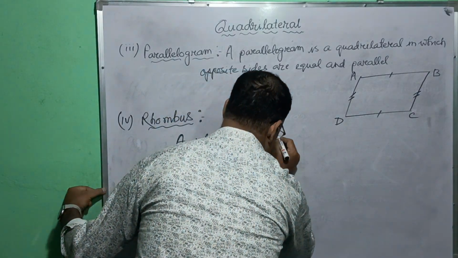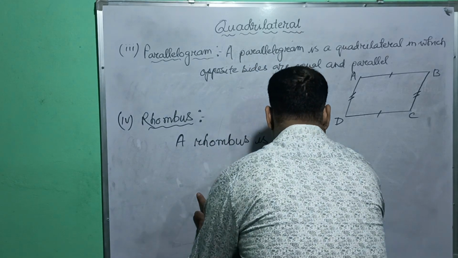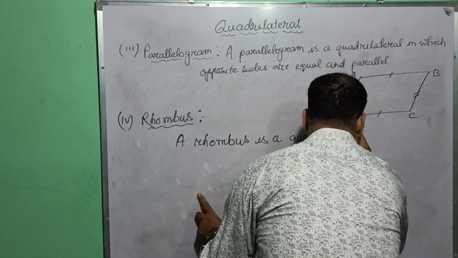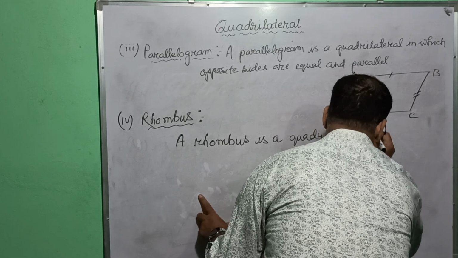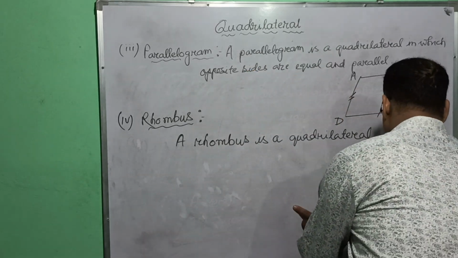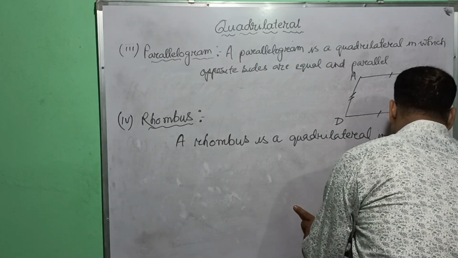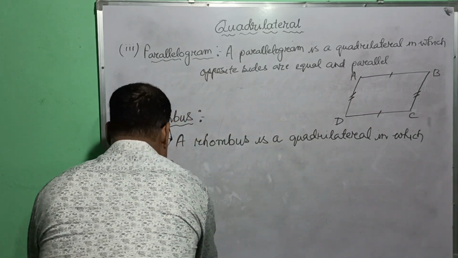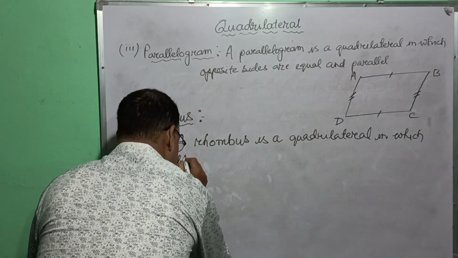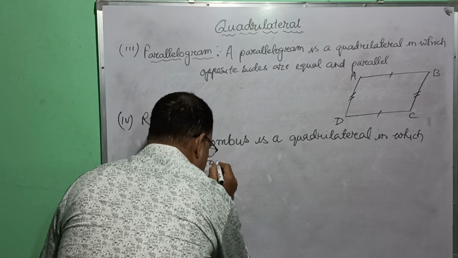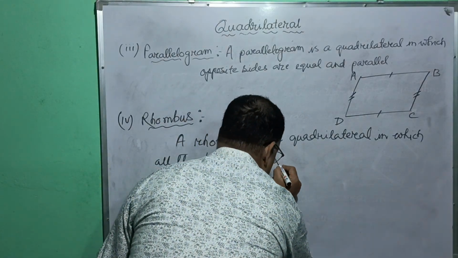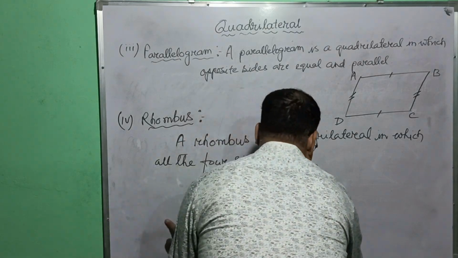is a quadrilateral in which all the four sides are equal.